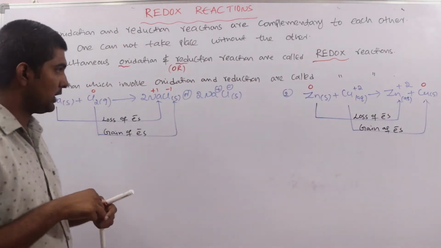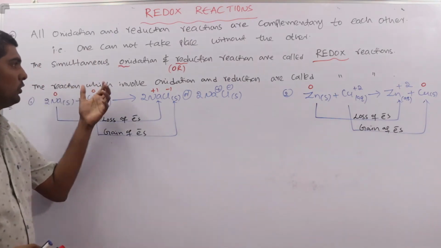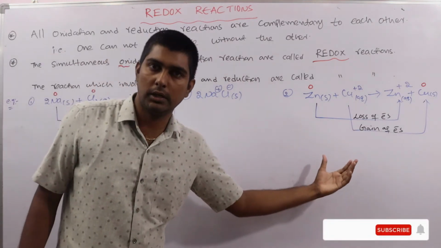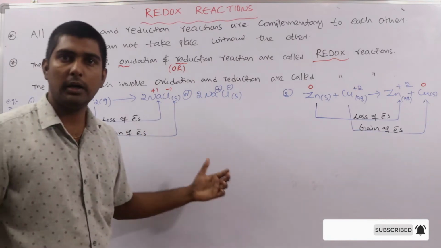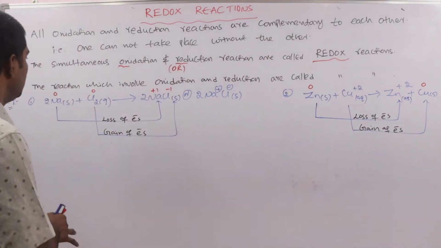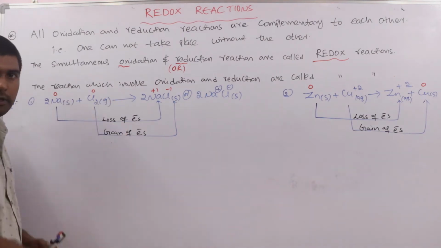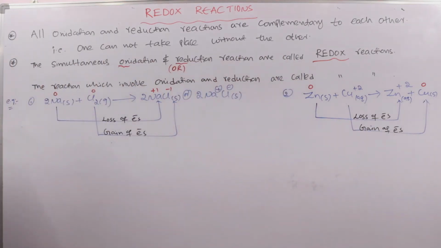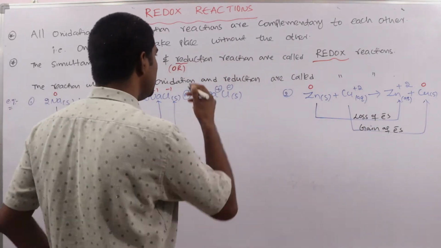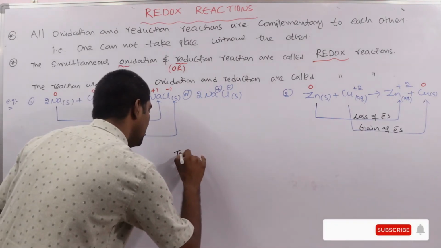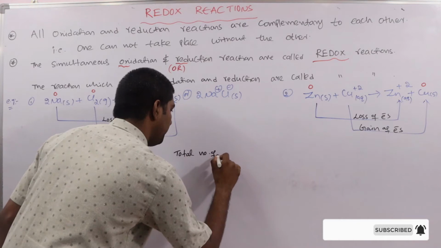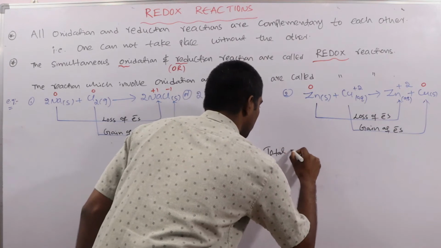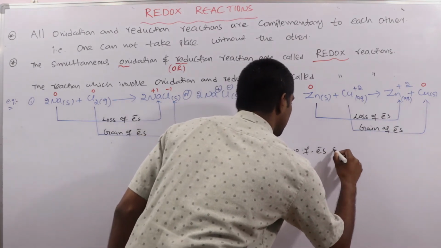So what is a redox reaction? The reaction which involves both oxidation and reduction simultaneously. Definitely, if an electron is lost by something, that electron is gained by another species. Here sodium is losing electrons, chlorine is gaining electrons. Here zinc is losing electrons, copper plus 2 is gaining electrons. And one most important point in redox reactions is that the total number of electrons lost is equal to the total number of electrons gained.